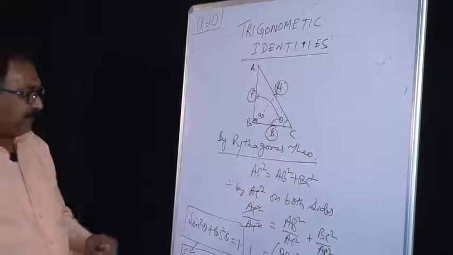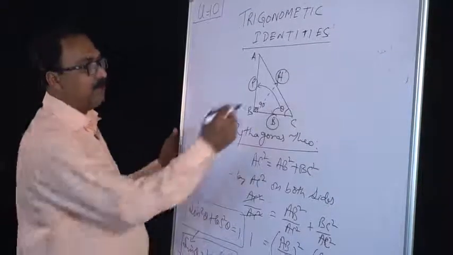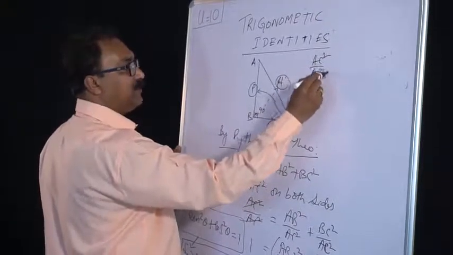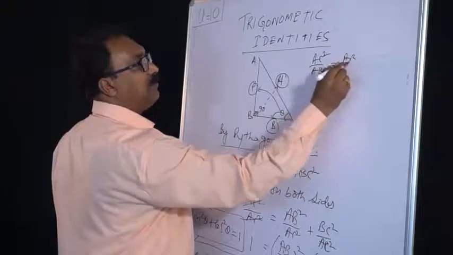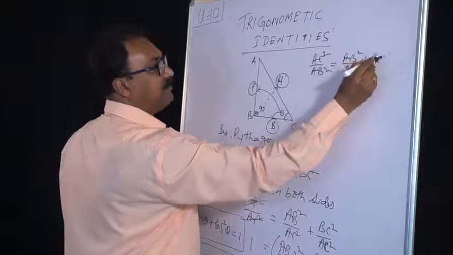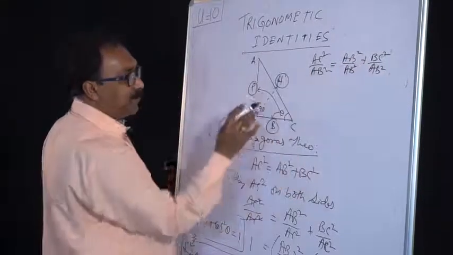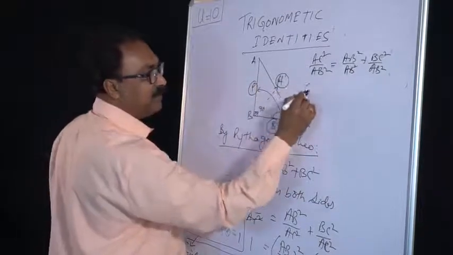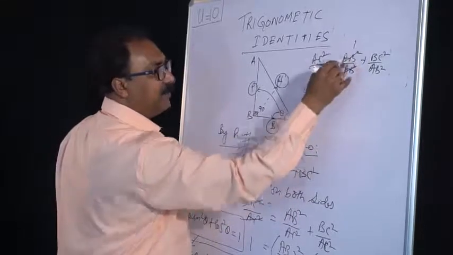Now, students, look at here. What I told you: if I divide this one with AB square instead of AC square, what will happen? AC square by AB square is equal to AB square by AB square and BC square by AB square. Correct? Now, AC by AB, look at this. AC by AB, hypotenuse by perpendicular, what is that? Cosec square theta. And this has become 1.